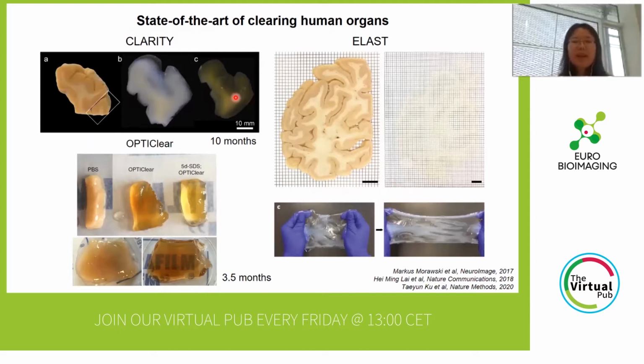Recently, there are scientists who are very interested in using tissue clearing methods to clear the human organs. For example, using the very famous and well-established CLARITY method, or people developed a new tissue clearing method, OPTICAL clear, by screening a lot of chemicals. Or we can embed the human organs into a stretchable hydrogel, making them more stretchable and thinner. With all of these methods, we can only handle a very small piece of the organ, and it also takes a very long time.